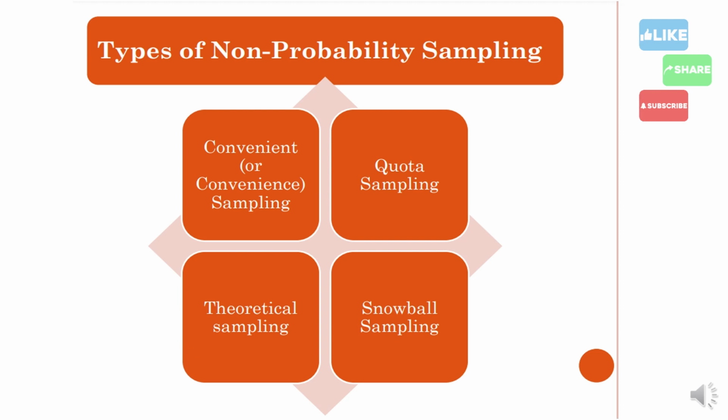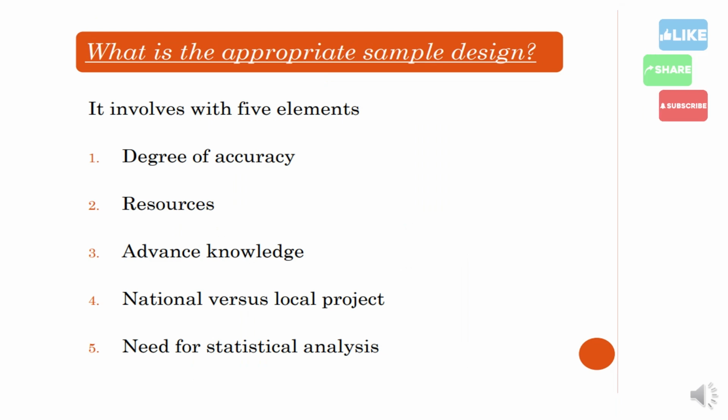So there are types of non-probability sampling. We have convenience sampling, then quota sampling, the third one is theoretical sampling, and the last is snowball sampling. So what is the appropriate sample design? It involves five elements, like degree of accuracy, resources, advanced knowledge, the fourth being national versus local project, and the need for statistical analysis.